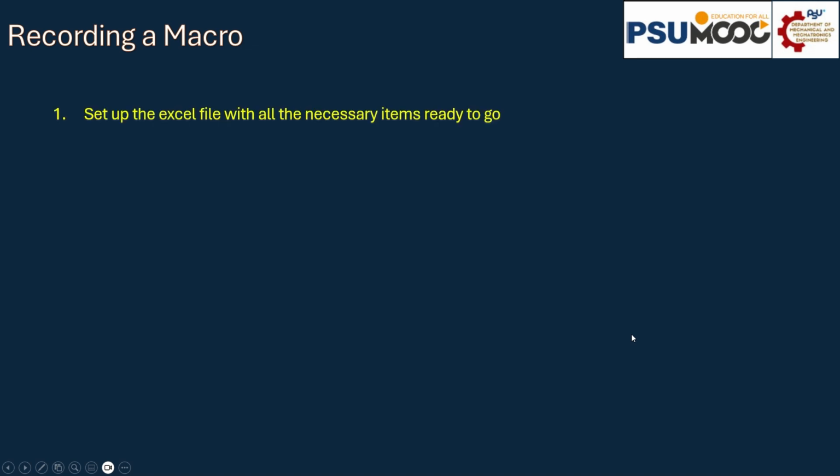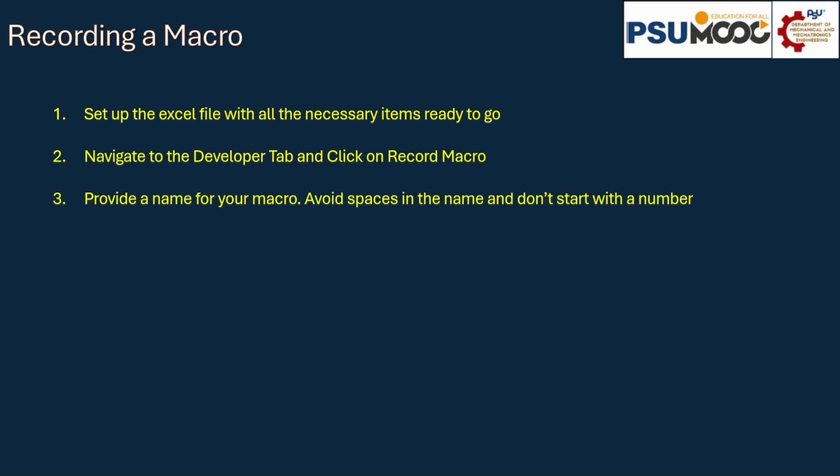Step 1. Set up your Excel file with all the necessary variables, functions, parameters, etc. that will be used as an input to your macro. Before recording, plan what you want to do so you avoid unnecessary actions. Step 2. Navigate to the Developer tab and click on Record Macro. Step 3. Provide a name for your macro. Avoid spaces in the name and don't start with a number.